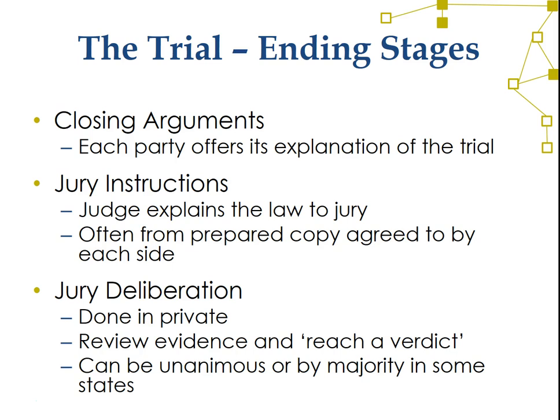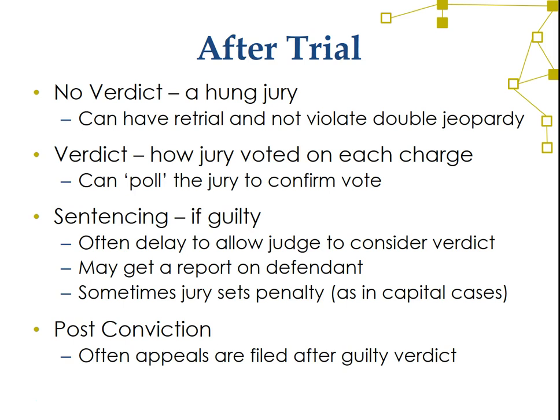It's where they review evidence and reach a verdict, hopefully. It can be unanimous or by majority in some states. In California, you have to have all 12 jurors, so it has to be unanimous. In some other states, it may not be the same way. And again, after trial, you could end up with no verdict, or what they call a hung jury. In this case, the prosecutor can elect to retry the case and not violate the double jeopardy rule under the Fifth Amendment.